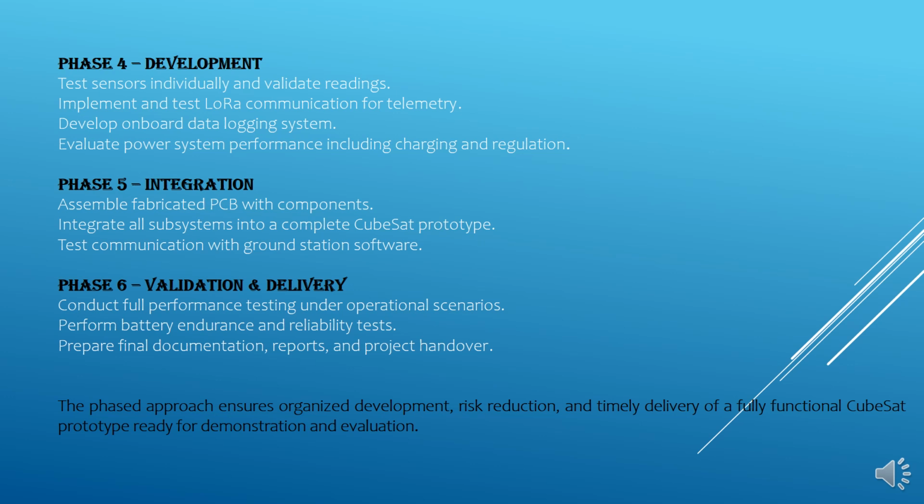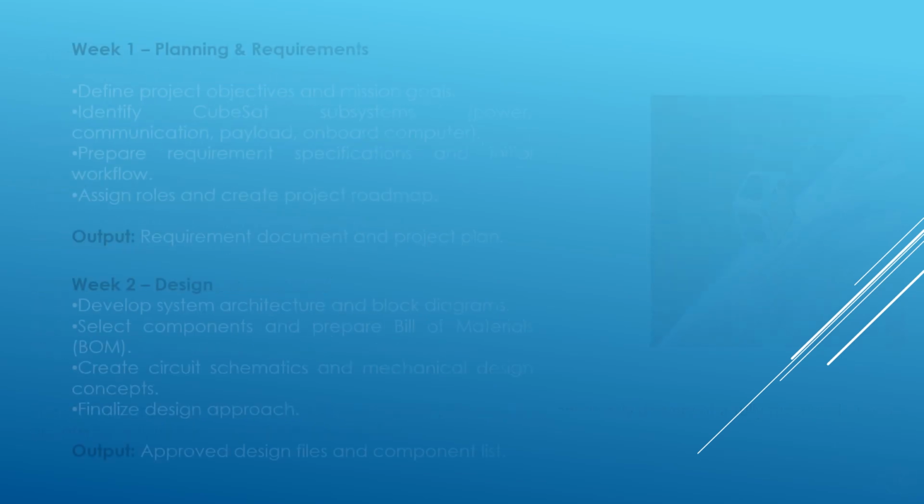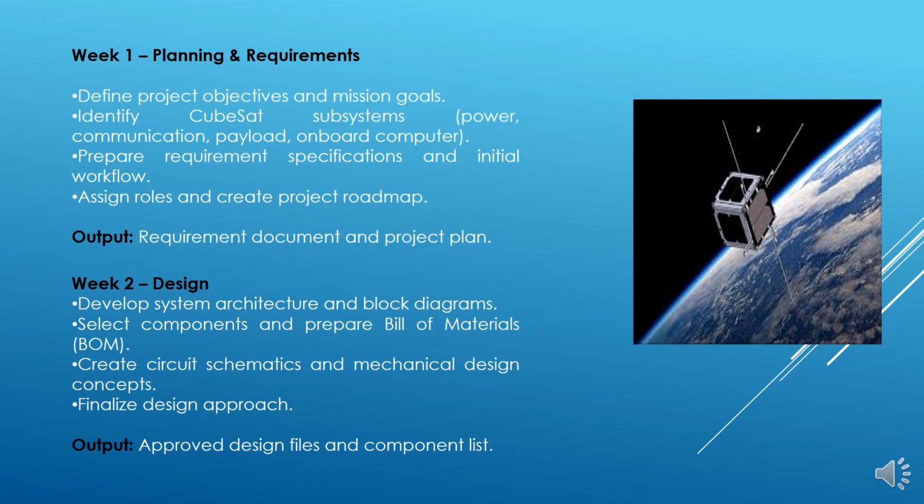The final phase is validation and delivery, where the system is tested, documented, and prepared for the final demonstration. These phases ensure organized development, risk reduction, and timely delivery of a fully functional CubeSat prototype ready for demonstration and evaluation. The next slide is the weekly timeline.